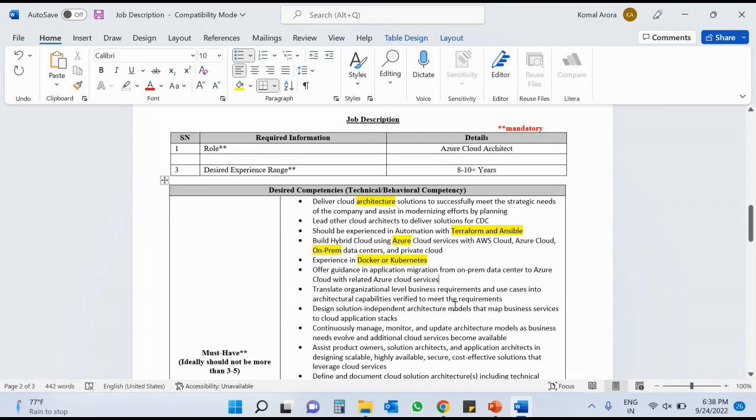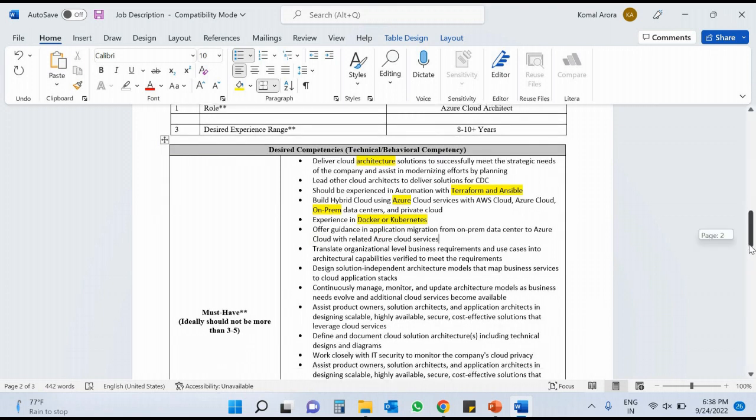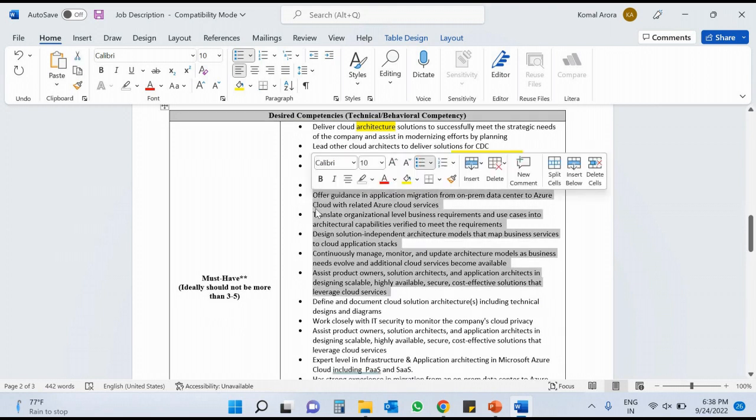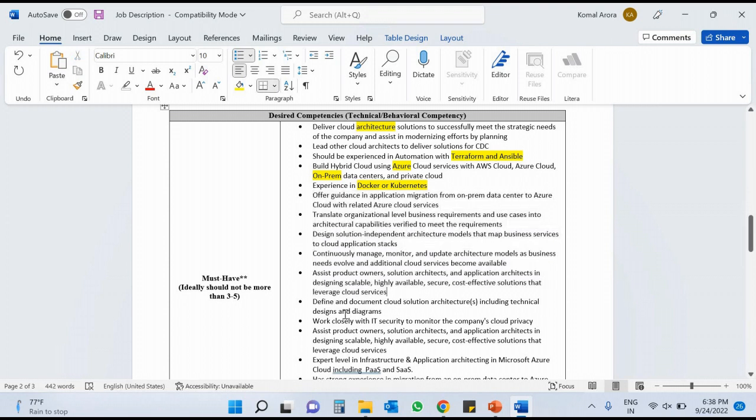Next is translate organizational level business requirement and use cases into architectural capability. This is a responsibility of the architect. Next is design solution independent architecture. Obviously this is also a responsibility. Continuously manage, monitor and update the architectural model and assess the product owner, solution architect. So friends, you just see that there is no technology mentioned in these lines, so I am just skipping this.